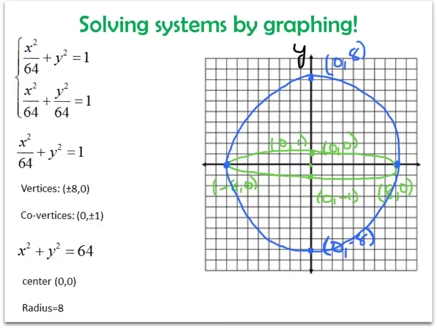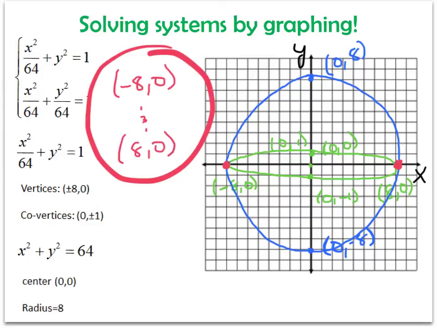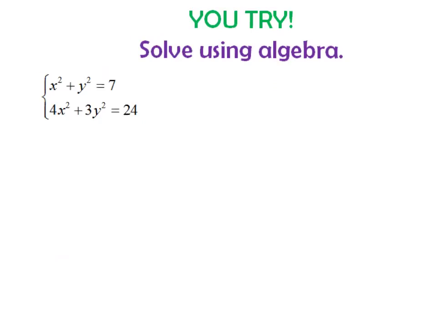So, as you can see, graphically we get the same solution we did before, which was negative 8, 0 and positive 8, 0. So if you were to plug these back into each of the relations, again, they would give you the correct solution. Alright guys, now give this one a try.